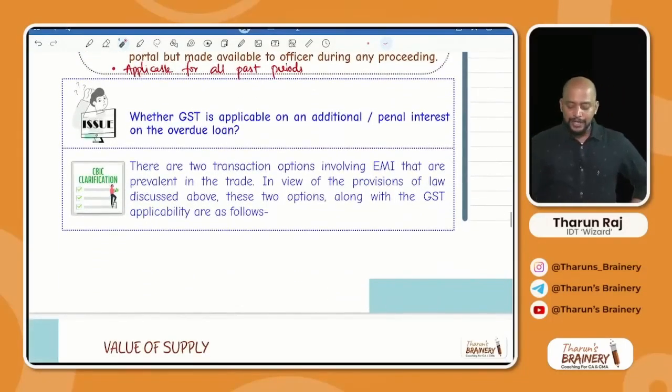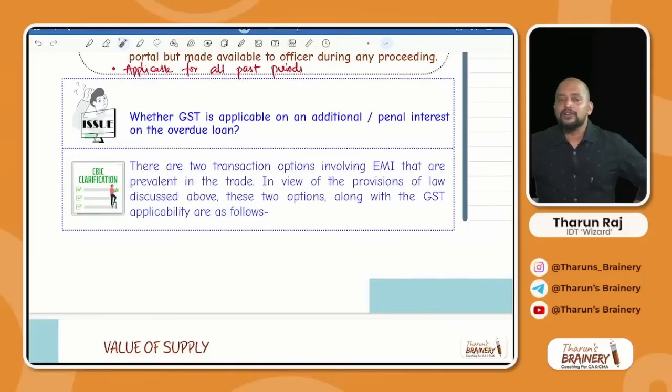Then look into one circular: whether GST is applicable on additional or penal interest on an overdue loan. What is penal interest on an overdue loan? First, when you borrow, you will pay in EMIs. Every EMI will have an installment, and if you miss the deadline, what will happen? They will levy a penal interest. Example, you purchased a mobile using Bajaj Finance and converted it into EMIs. If you miss an EMI, they will charge a penal interest.